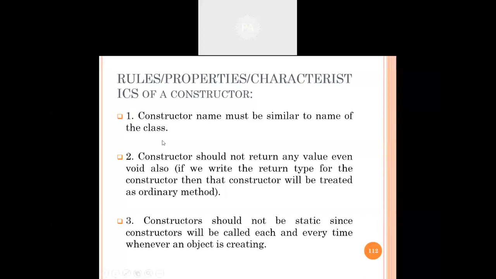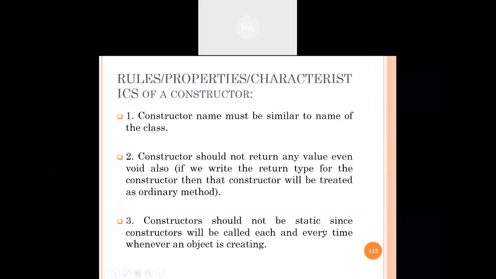And by using these two rules, you can decide whether that particular function is a normal member function or a special member function. There are only two rules. If we write the return type for the constructor, then that constructor will be treated as an ordinary method.